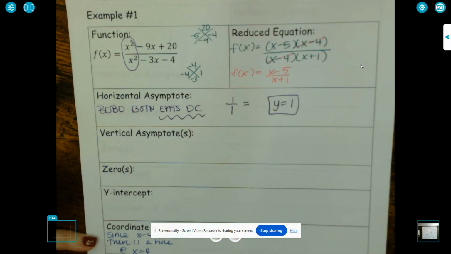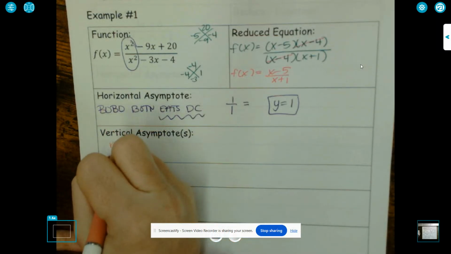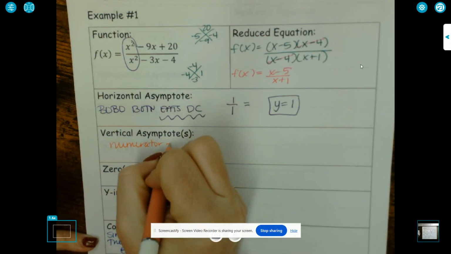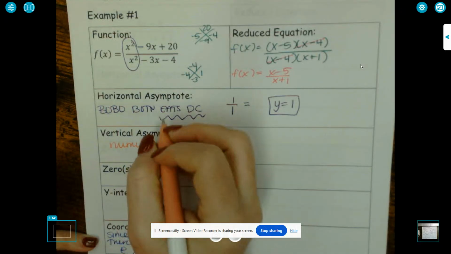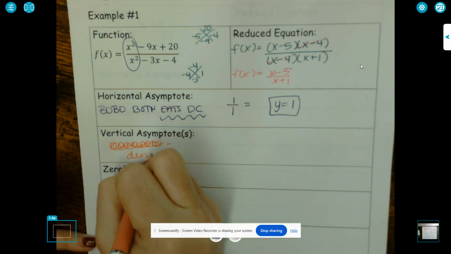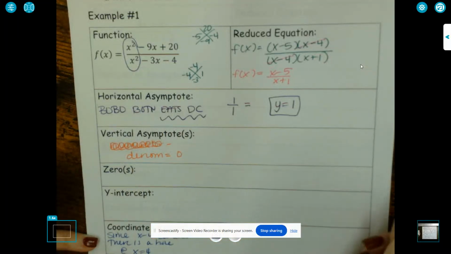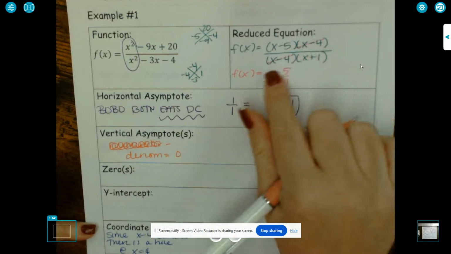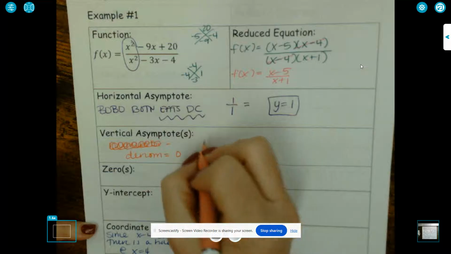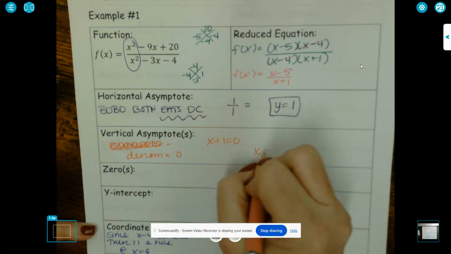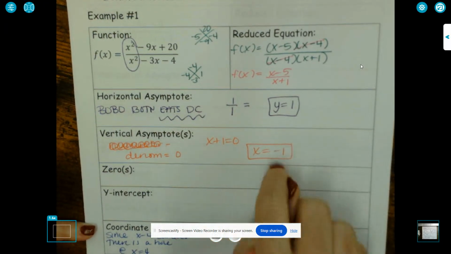All right, so y equals 1 is your horizontal asymptote. Vertical asymptotes are where your denominator equals 0. We've already established that the x minus 4 cancels, so we're looking right here. Where does x plus 1 equal 0? That happens when x equals -1. Again, make sure you have x equals.